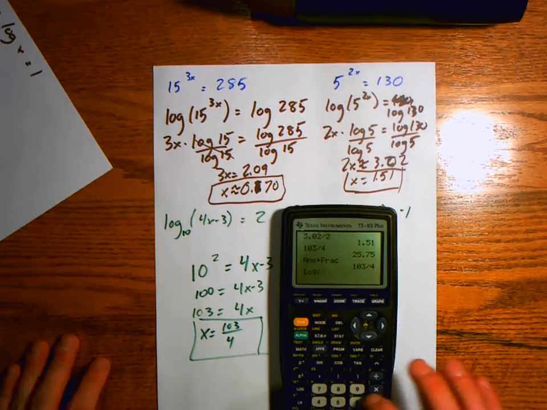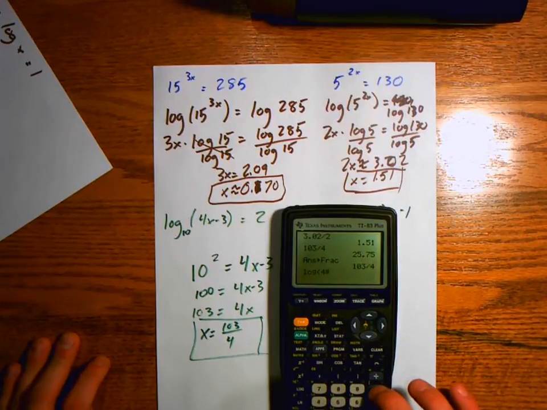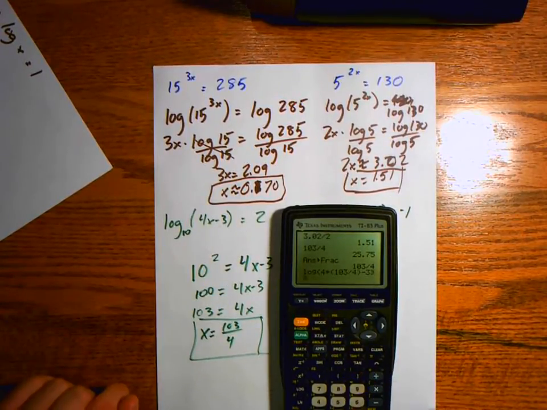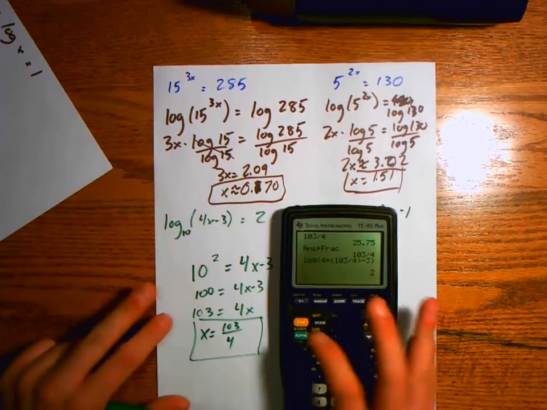If you take and plug it back into your equation, the log of 4 times 103 divided by 4 minus 3, you should get an answer of 2. And we do, so we know how that works.